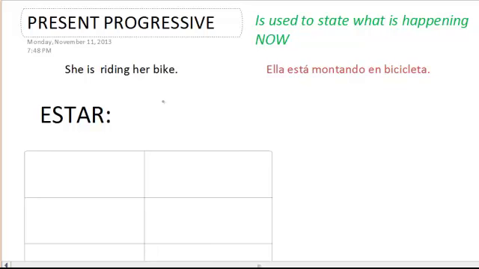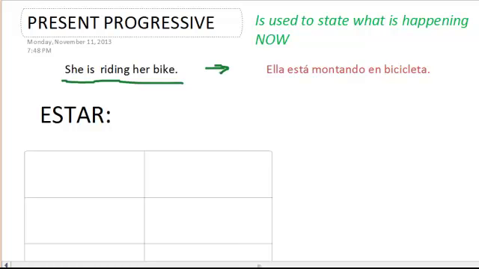The present progressive is used to state what is happening now. In English, we tend to use the present progressive with ing. An example I have right here is, she is riding her bike. The equivalent in Spanish would be, ella está montando en bicicleta.